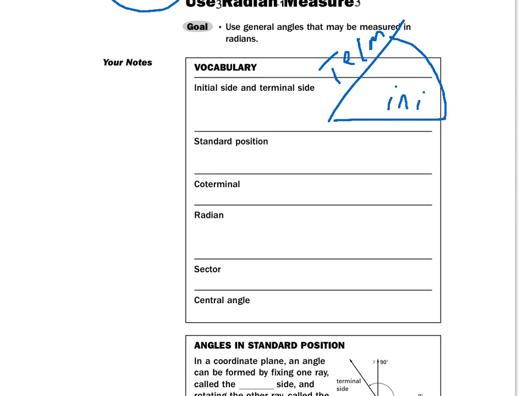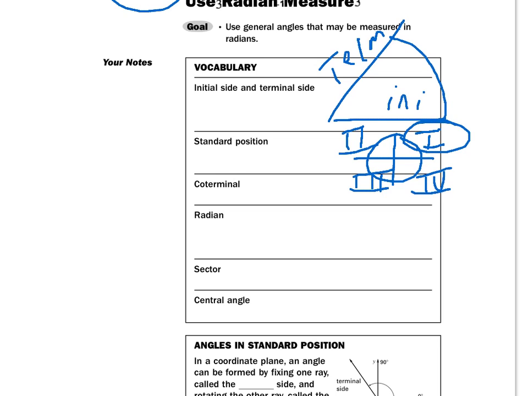Standard position is the position of an angle whose vertex is at the origin and its side lies on the x-axis. When we talk about standard position, we're really talking about things that are over here in quadrant 1. If that's quadrant 1, 2, 3, 4. Standard position is anything that looks like it starts in quadrant 1, even if it's all the way over here at 130 degrees, at least it was in quadrant 1, so that's standard position.